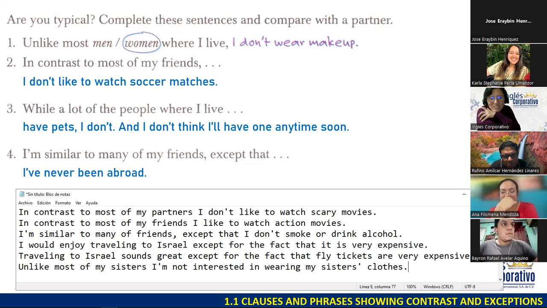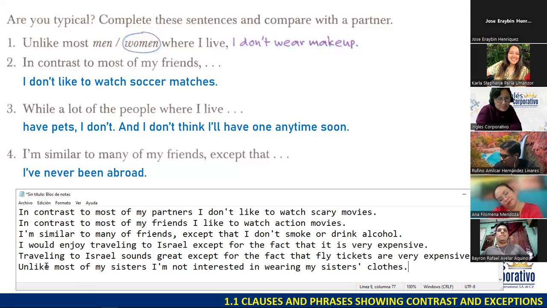Yeah, right. I remember that feeling. I mean, I'm the oldest. Actually, I have two other sisters. But yeah, I remember a couple of times I took something from one of my sisters, and yeah, they got mad at me. Unlike most of my sisters, or you mean unlike most? Unlike most of my sisters. I'm not interested in wearing my sister's.